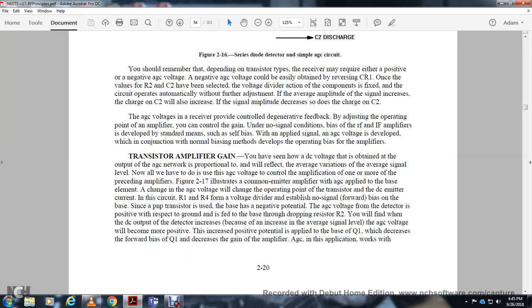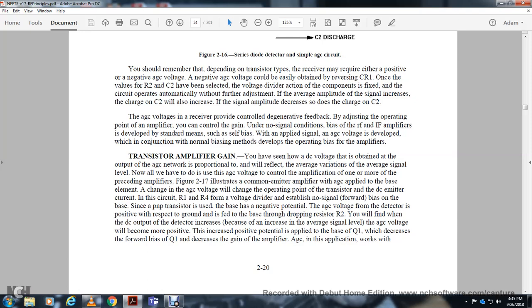Transistor amplifier gains: you have seen how the DC voltage at the output of the automatic gain control network is proportional to, and reflects, the average signal level. Now we use this automatic gain control voltage to control the amplification of one or more of the preceding amplifiers. Figure 2.17 illustrates a common emitter amplifier with the automatic gain control voltage applied to the base element, which changes the operating point of the transistor. The DC emitter current circuit, with resistor 1 and resistor 4 as a voltage divider, supplies the no-signal forward bias on the base of the transistor. The automatic gain control voltage from the detector, positive with respect to ground, is fed to the base through the dropping resistor 2.